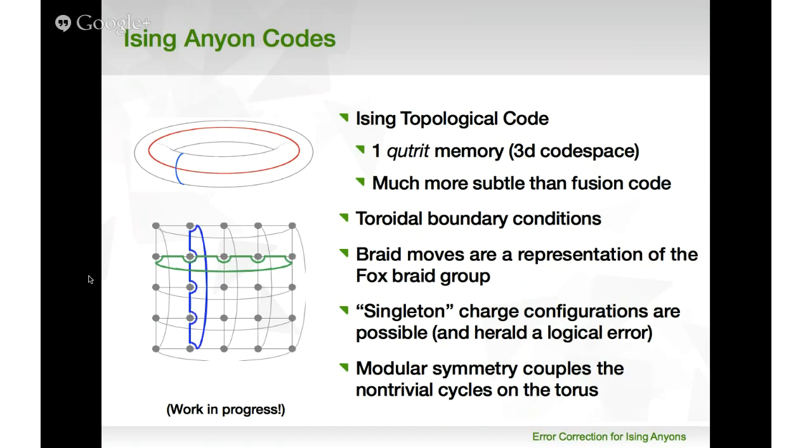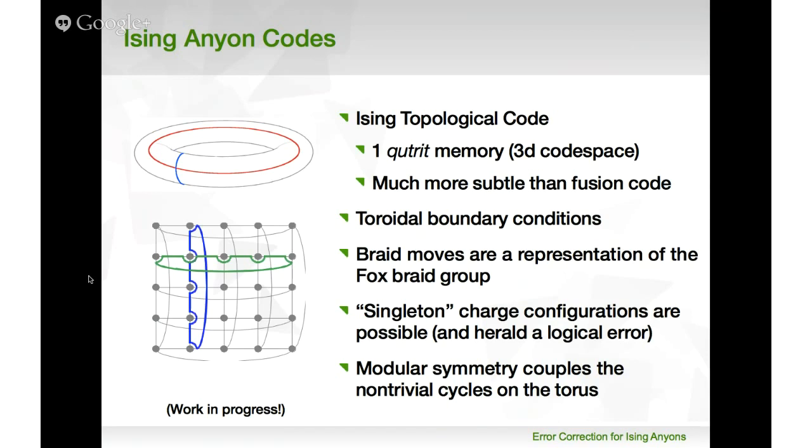These singleton operators are kind of a headache. Also, unlike in the toric code, there's this modular symmetry, which I very briefly alluded to, and it in fact couples the two different loops around the torus. So they're not independent. If something happens on one loop of the torus, you have to maybe map it back to the other loop, see what its action is over there, and then map it forward again. It's challenging. But we're not going to go into those details.